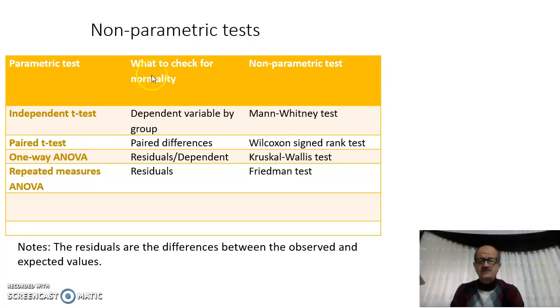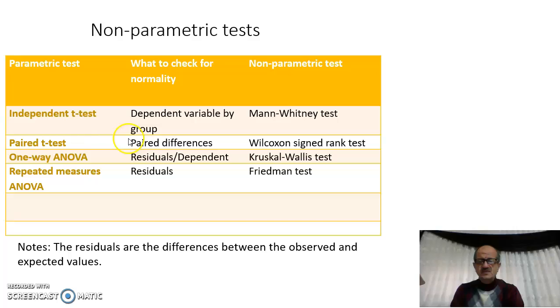What to check for normality? In case of the independent t-test, we need to test the dependent variable by group. We have to test the normality of the dependent variable for each group. If the distribution was not normal, we use the Mann-Whitney test.